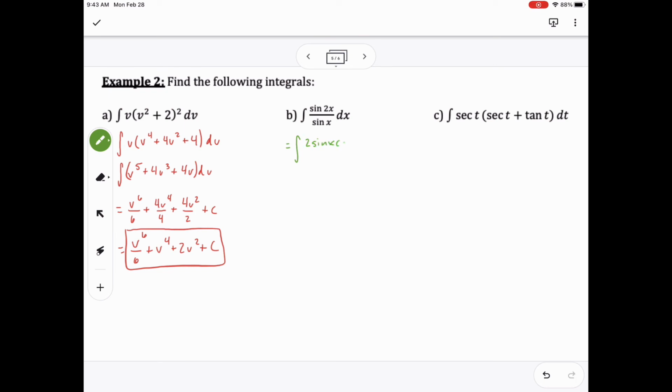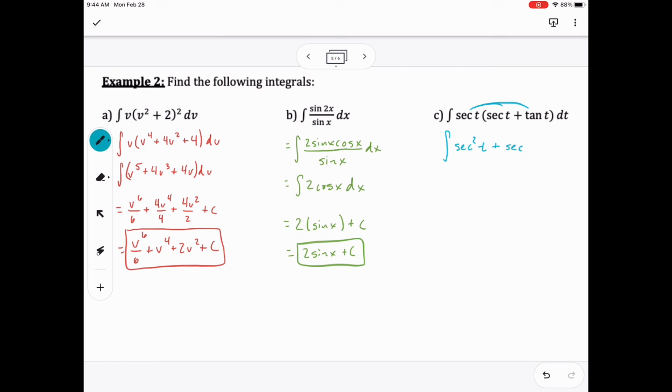Letter B, there needs to be a little simplification here, so I'm going to use the identity for sine of 2x and insert in 2 sine of x cosine of x. The sines cancel out, leaving you with 2 cosine of x, and then the antiderivative of cosine is sine. So I'm able to get 2 sine of x plus c.